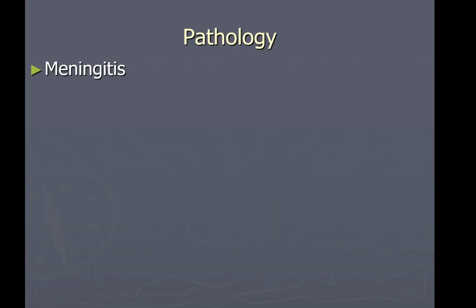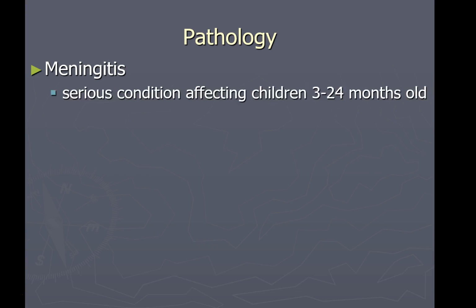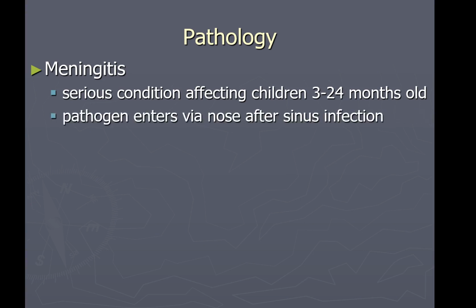So pathology. First one, meningitis. We've heard of meningitis. Who usually gets meningitis? Old people, young people, men, women, children. There we go. It's a serious condition, most common in children ages 3 to 24 years old. The suffix itis means an inflammation due to infection of the meninges, typically the pia mater or the arachnoid matter, the layers closest to the brain. These pathogens usually get in with children through their nose, through a sinus infection, and then somehow move across or get to the meninges.